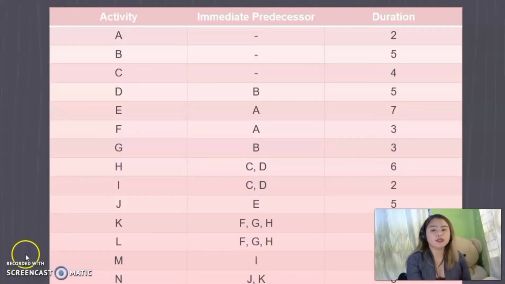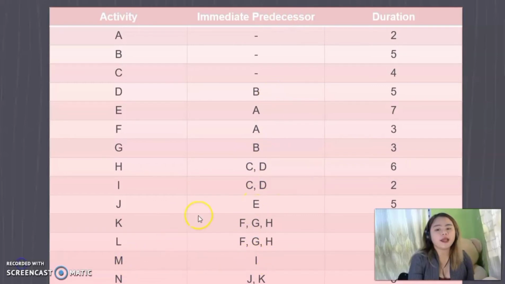So now we are done with activities F, G, and H. Now we're going to move to activity I. Activity I starts where C and D end, and activity I is an immediate predecessor for M. Now we're going to move to the following activity, which is activity J.